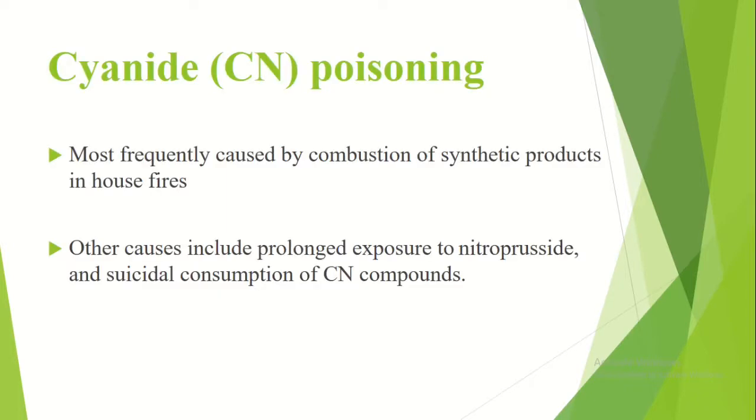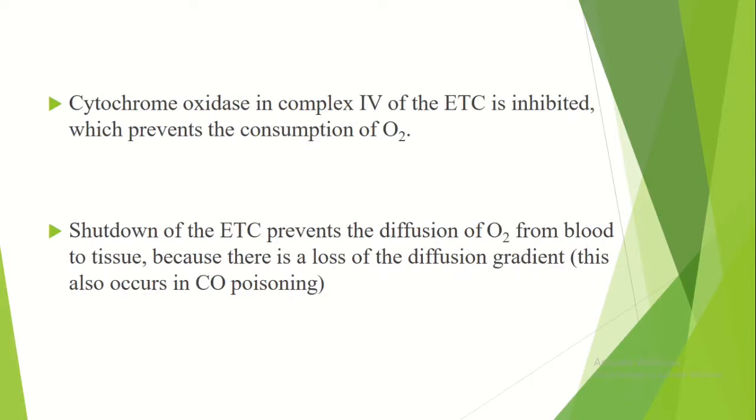Cyanide poisoning is most frequently caused by combustion of synthetic products in house fires, and other causes include prolonged exposure to nitroprusside and suicidal consumption of cyanide compounds. Nitroprusside is a drug that is used in hypertensive crisis in patients who come to the ER with a very high blood pressure. So prolonged exposure to nitroprusside can result in cyanide poisoning.